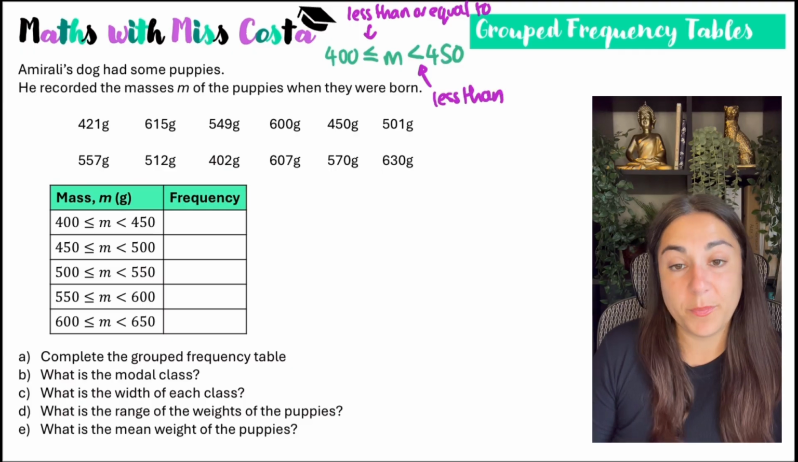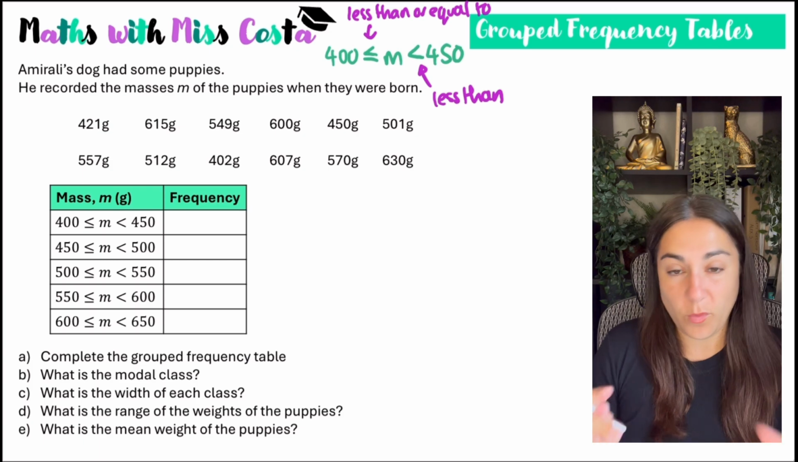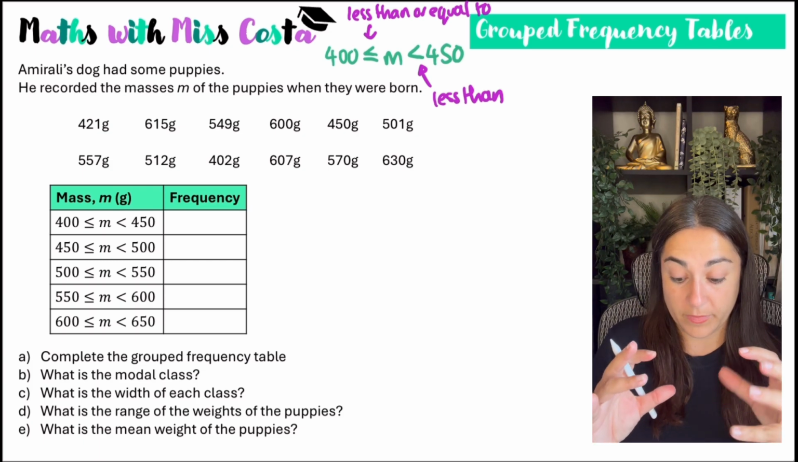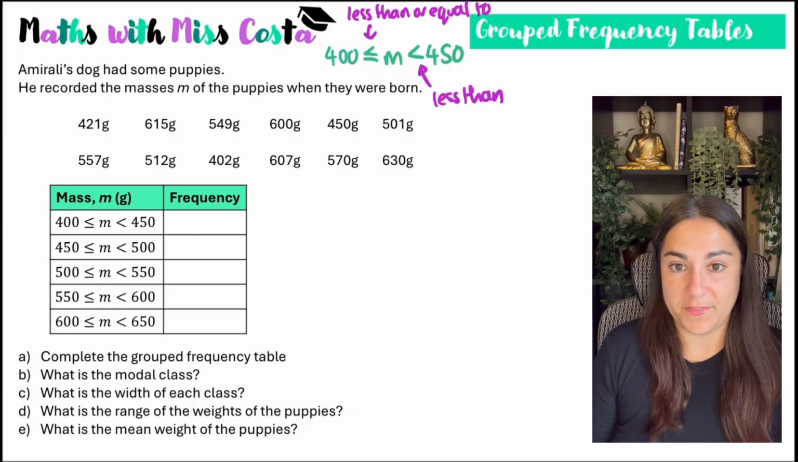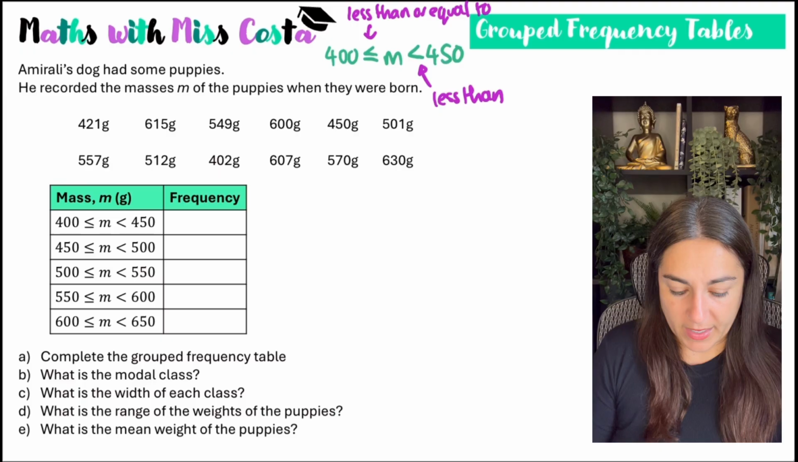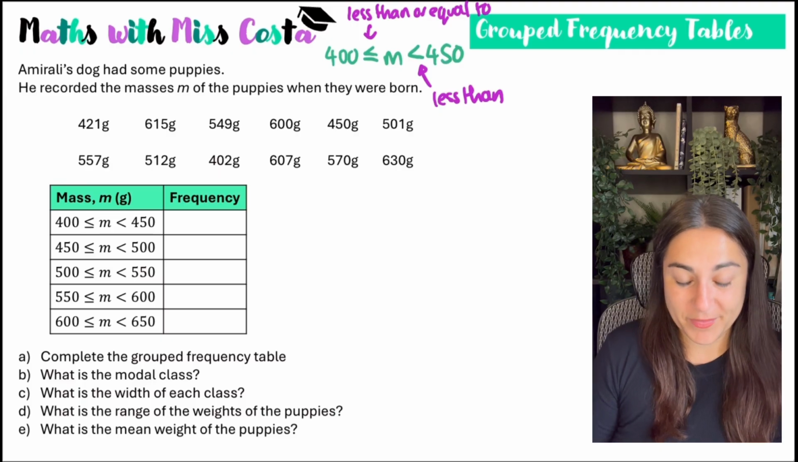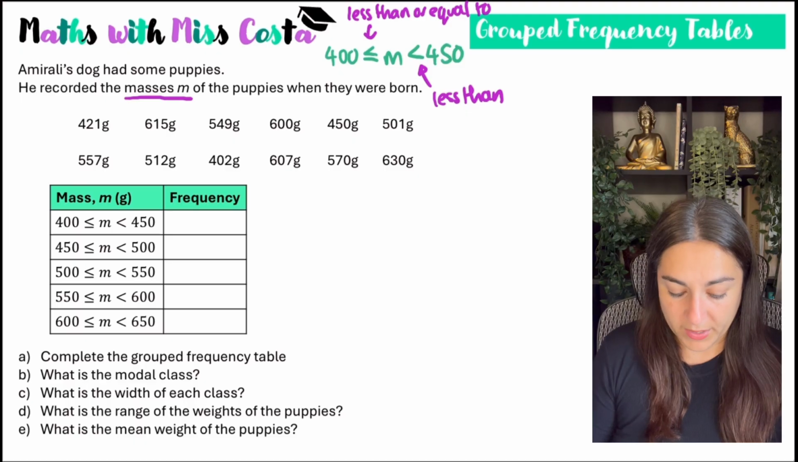So what this group interval is telling me is I want to put all the puppies whose weight is either 400 or greater, but less than 450. So it can't actually be 450. Amirali's dog had some puppies, and he recorded the masses, M, of the puppies when they were born. And I need to complete the grouped frequency table.